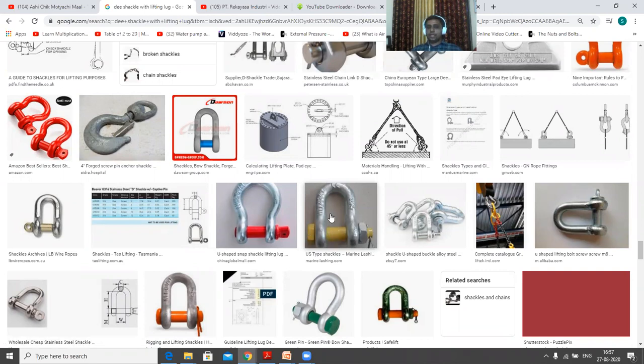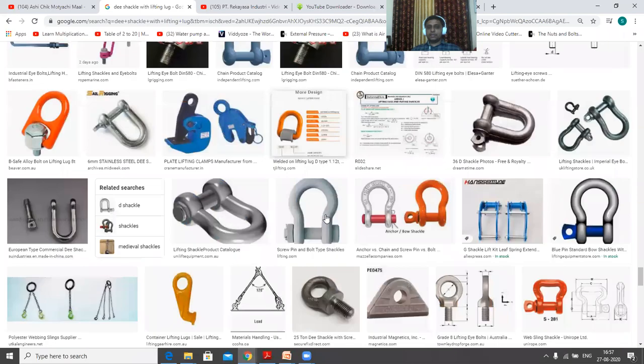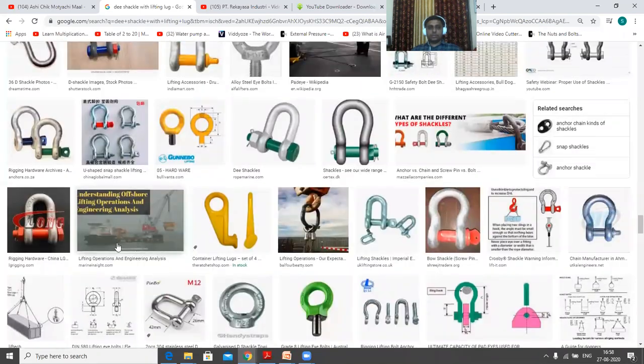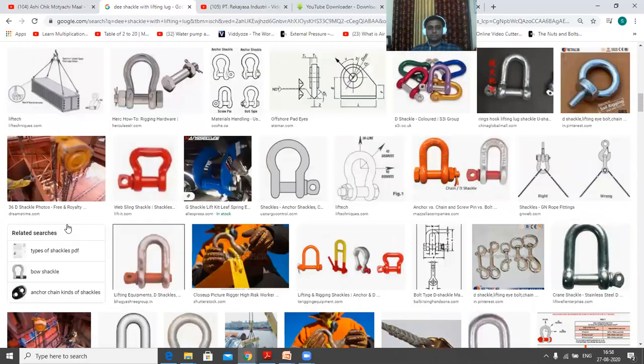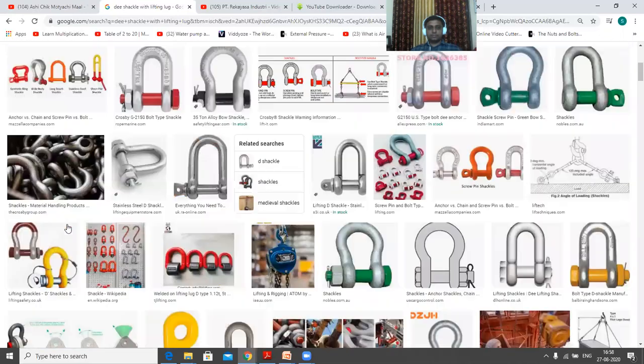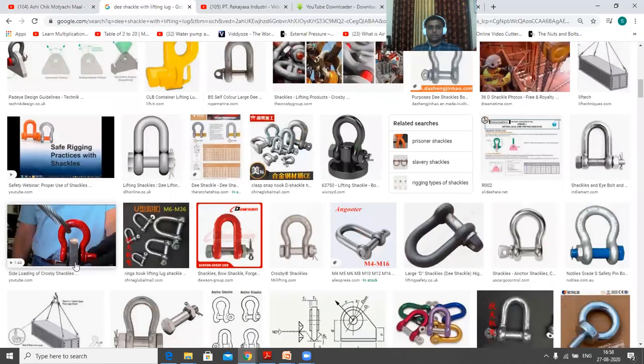This D shackle will be placed inside the lifting lug. Let me show you how it will be placed in the lifting lug. You can see over here there is a lifting lug, and this is a bow shackle actually. It has a shape like a bow of a tie, so that's why it is called a bow shackle. A bow shackle has more dimension for maneuvering, and a D shackle has a D-like shape. Here you can see the lifting lug will be placed like this.